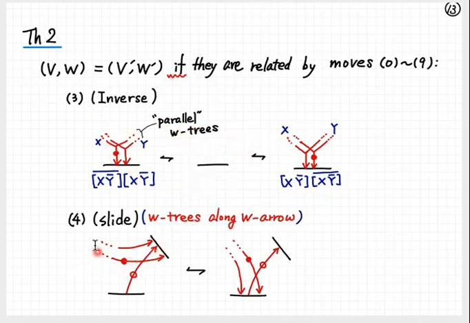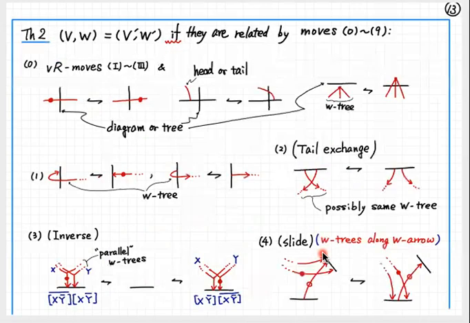Okay. So now move four. Here, these are parallel double trees, but the numbers of dots on the head parts are different. Then we can slide these heads along the double arrow. Okay, this is called the slide move. So here are the first five moves.